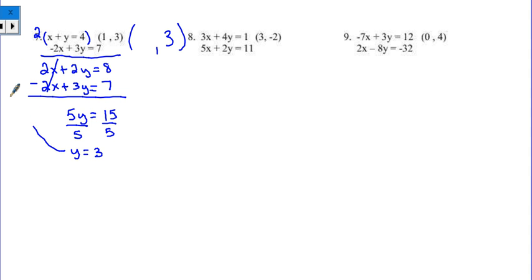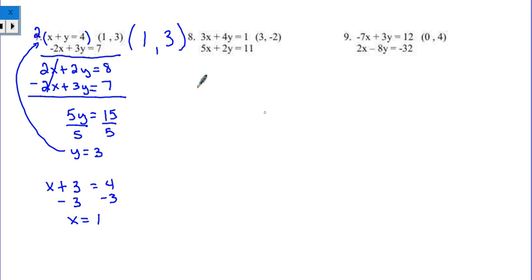I'll put it back into the first one. So that would be x plus, y is by itself, so I don't have to multiply it by anything. It's just 3 equals 4. I would solve that by subtracting 3 from both sides, and that puts it at x equals 1.